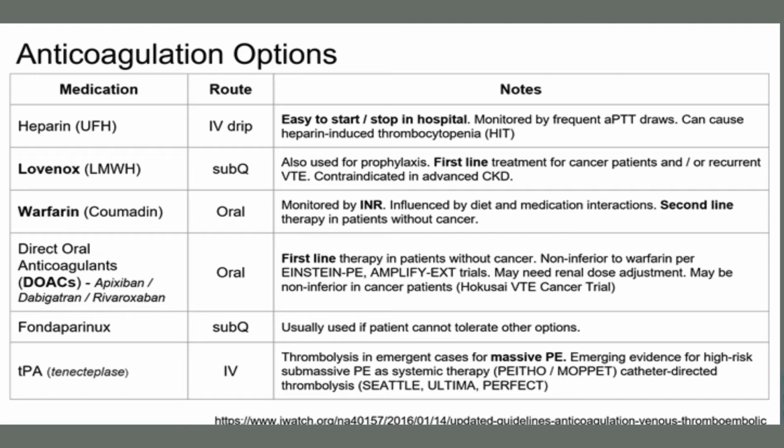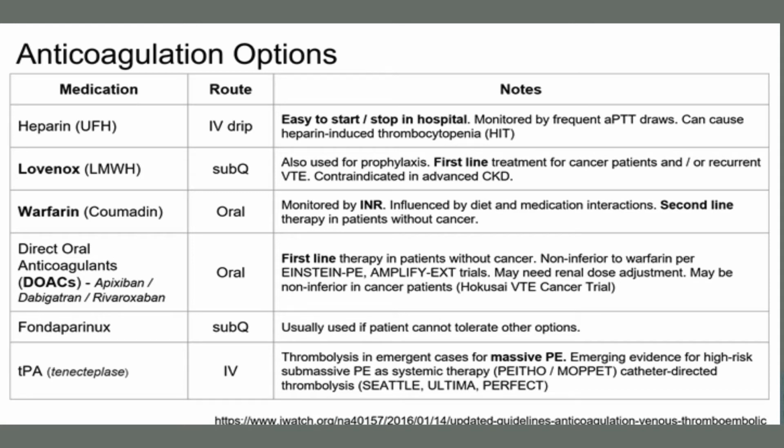And now the new medicines that are not even that new anymore are called the DOACs. This is things like apixaban or Eliquis and rivaroxaban and Pradaxa. This is the new first-line therapy in patients without cancer. They had studies that showed they were non-inferior to warfarin. Sometimes they do need renal dose adjustment depending on the medicine and the chronic kidney disease stage. And recently they've actually been shown to be non-inferior in cancer patients, so they may become first-line in cancer patients in the near future. But this is an oral medicine that does not require the same level of monitoring as warfarin and is not an injection like Lovenox, so these are gaining a lot of popularity.